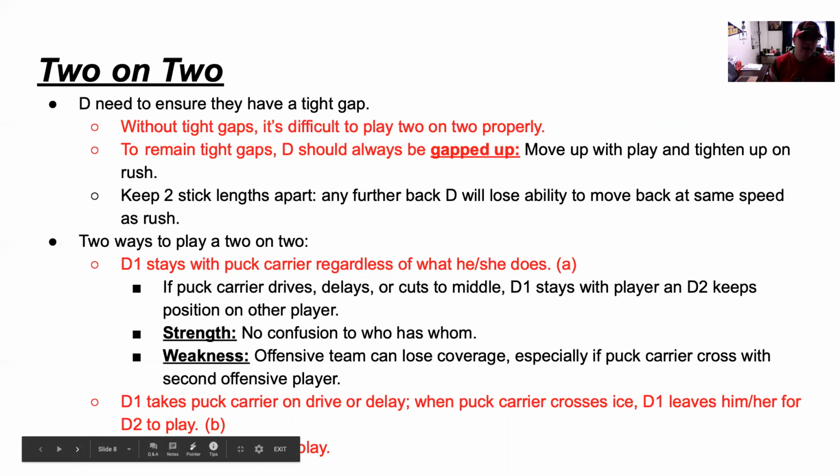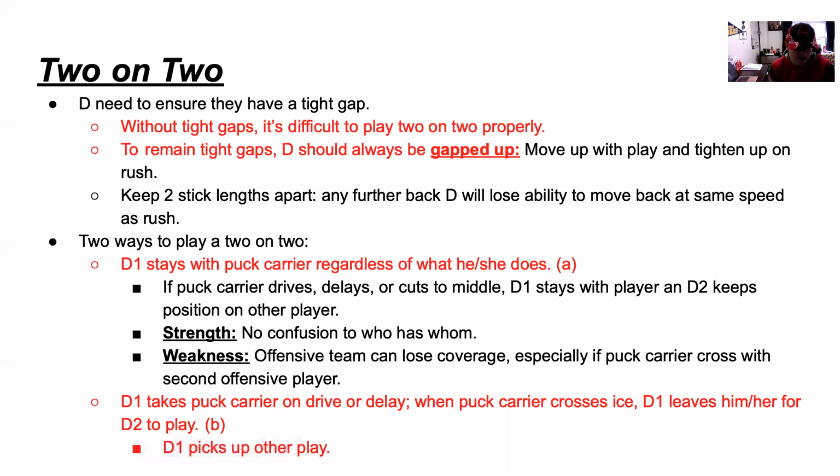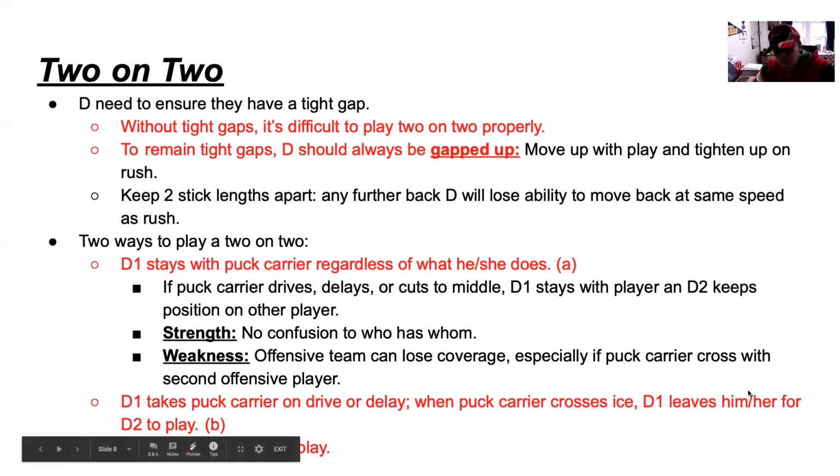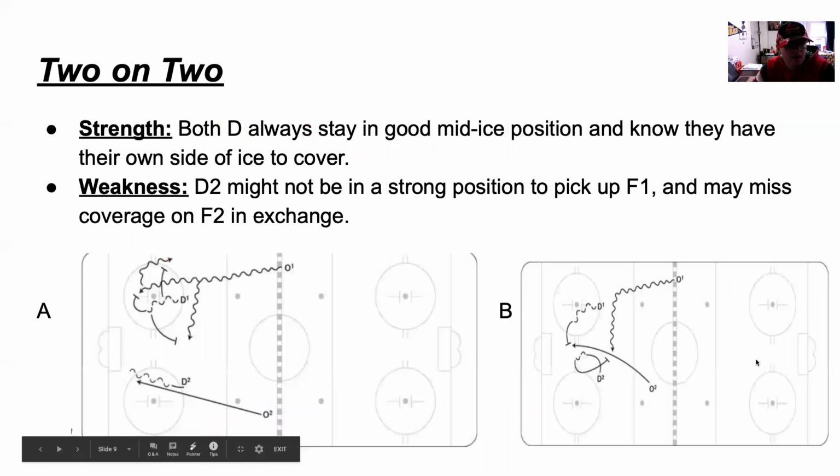Okay, second option. D1 takes the puck carrier on the drive or delay. And when the puck carrier crosses the ice, D1 leaves him or her for D2 to play, which is diagram B. And from this, D1 picks up the other player. Okay, and I'll show you both diagrams here in a minute.